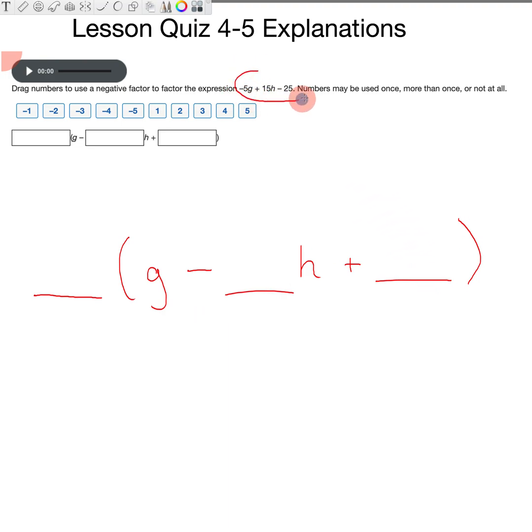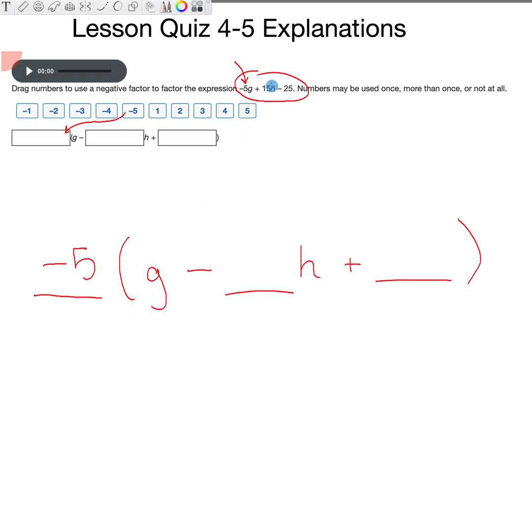So this expression must have been factored to get that. And they say to use a negative factor. Well, there is a negative number in front of that g right there. So that's going to have to be this number here, so that when I distribute this, if I distributed a negative 5 to a g, I would get negative 5g. So that means this has to be a negative 5. So you should have clicked and dragged that negative 5 over to there.